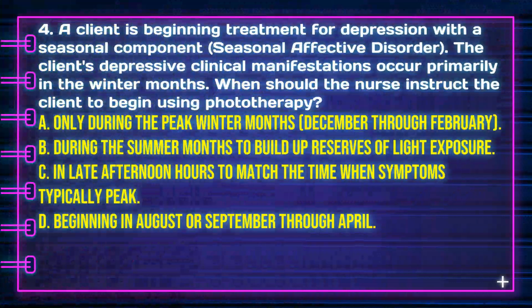4. A client is beginning treatment for depression with a seasonal component, or seasonal affective disorder. The client's depressive clinical manifestations occur primarily in the winter months. When should a nurse instruct the client to begin using phototherapy? A. Only during the peak winter months, December through February. B. During the summer months to build up reserves of light exposure. C. In late afternoon hours to match the time when symptoms typically peak. Or D. Beginning in August or September through April.